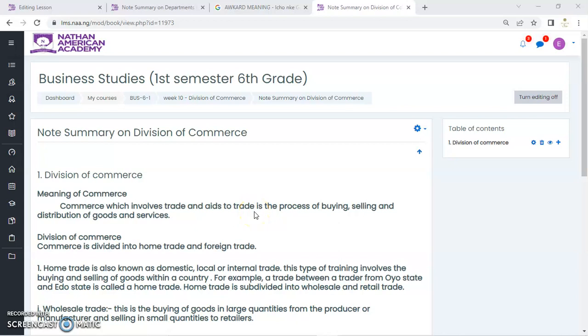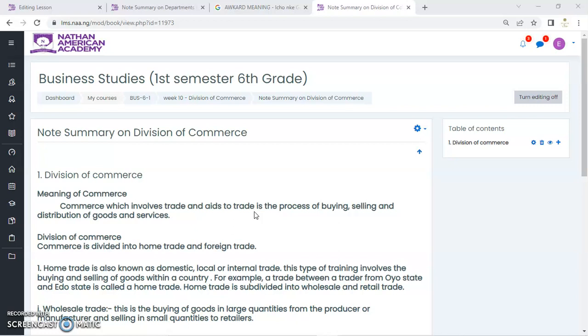In our last class, we looked at the meaning of commerce, the importance of commerce, and the aid to commerce. And today we are looking at the division of commerce. In our last class, we said commerce involves trade and aids to trade, and that is the process of buying and selling, as well as the distribution of goods and services. Now, moving on to the division of commerce.